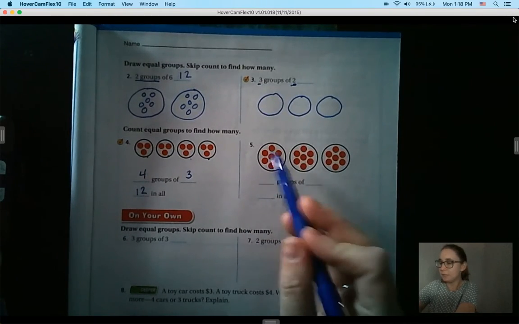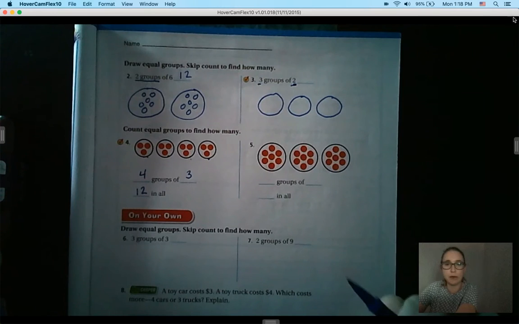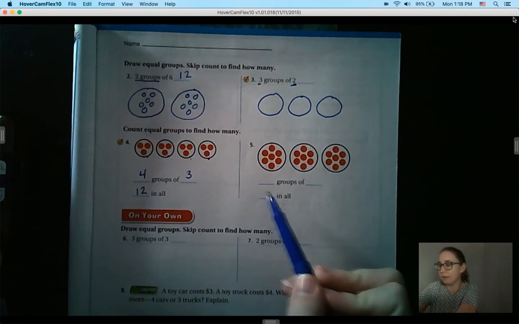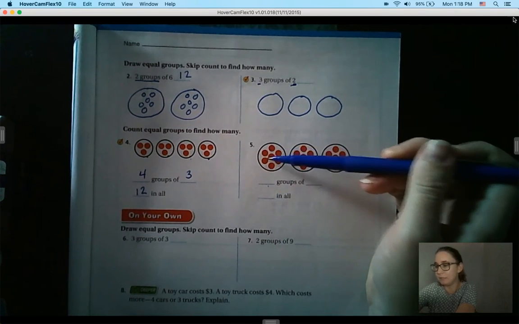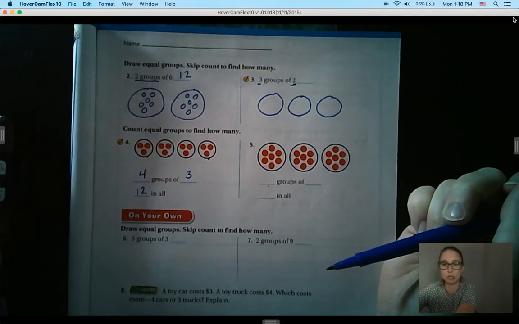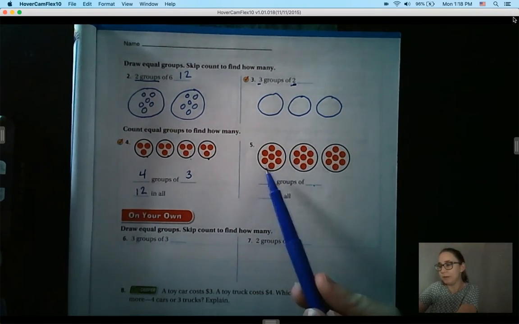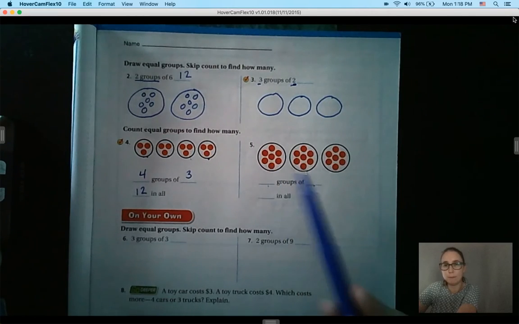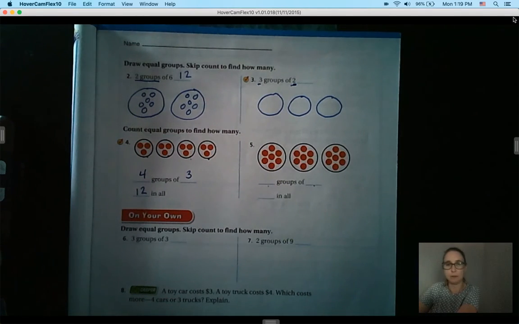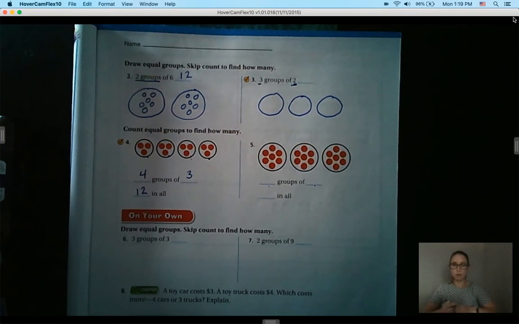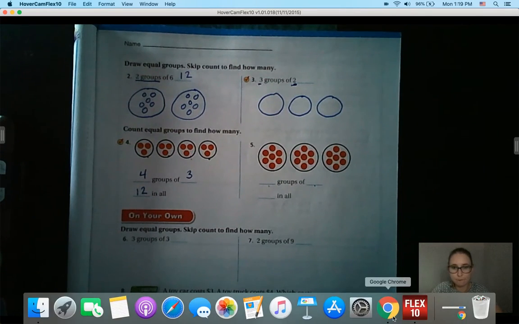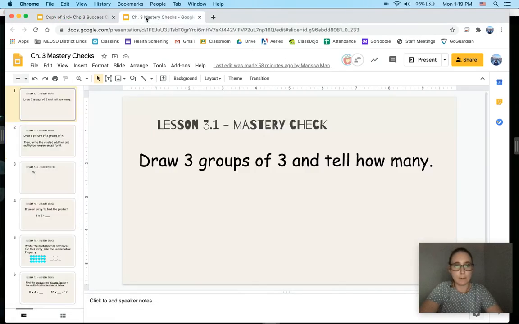Remember, count the big circles to tell you how many groups you have. That goes here. And then how many groups of, what are the little circles? How many do you have inside that circle, that big circle, that big group? That goes here. And then after you figure out how much is in one group, skip count or add them all together, and that's how many you have in all. Okay. Once you have finished doing number 5, we're going to do our mastery check.